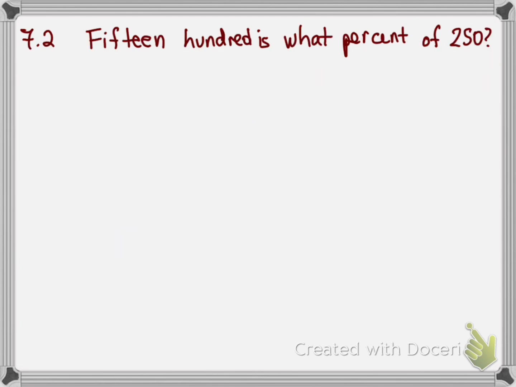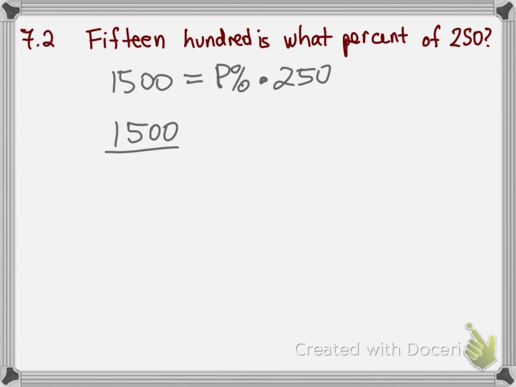In example 7.2, it says 1500. So I write 1500 equals what percent? So my unknown is the percent of 250. Remember, of means multiplication. So in this case, I need to leave the p by itself. So I'll pass the 250 to divide. And then we have to multiply times 100 to find what is the percent.